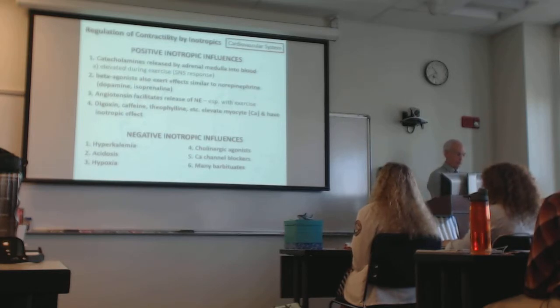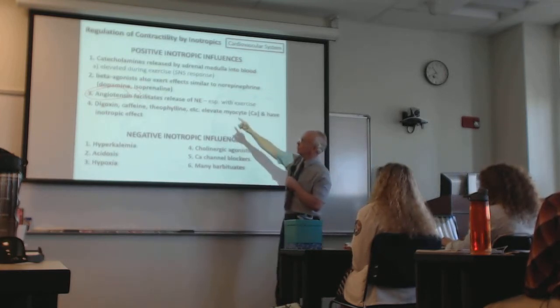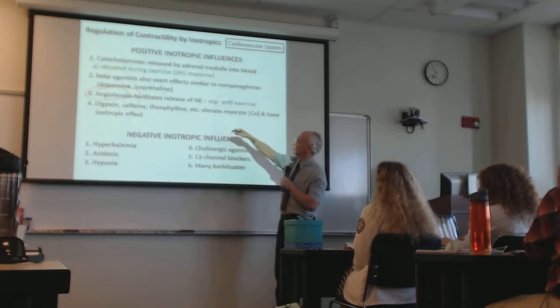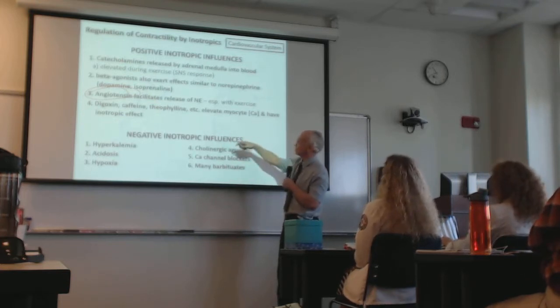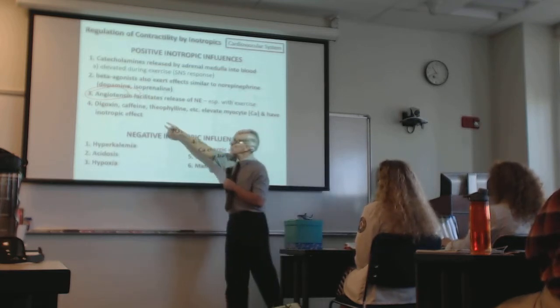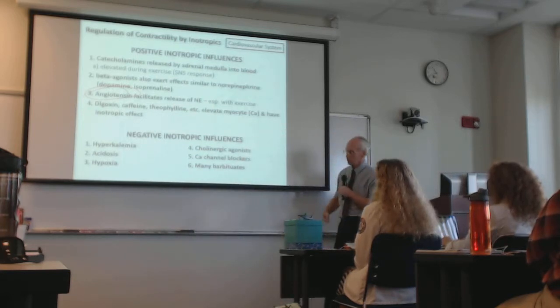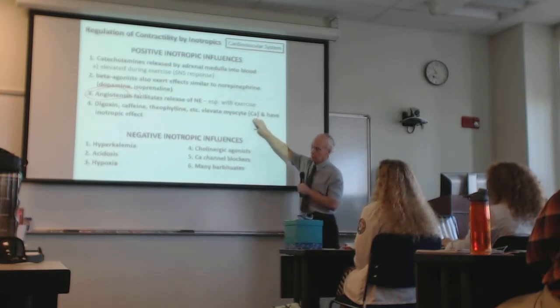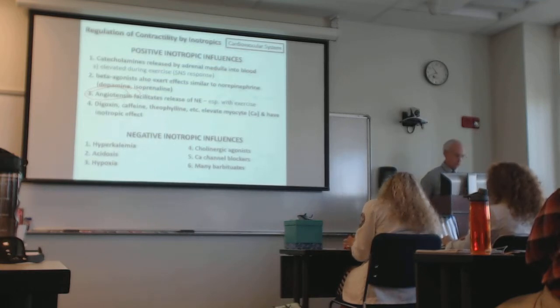So angiotensin, we'll talk about this later, but this is a hormone released in response to a renal hormone. But it also has a number of functions. Through its activity on the autonomic nervous system, it also increases heart contractility. And then there are stimulants like caffeine, theophylline, and digoxin, which affects conduction, that also tend to elevate the concentration of calcium in the cardiac cells, and they too can act as positive inotropics.